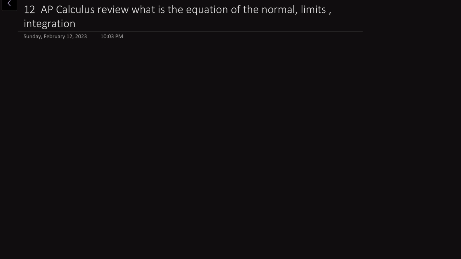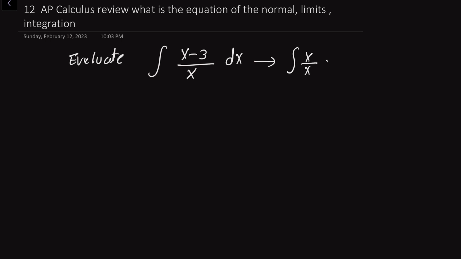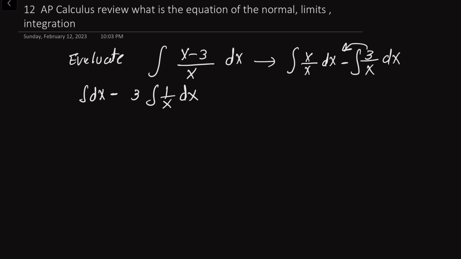It says evaluate the integration of (x minus 3) over x dx. All right, simplify this. So we're gonna say integration x over x dx minus integration 3 over x dx. X over x, that's 1. So it will be integration of dx minus 3 times integration of 1 over x dx. We move the 3 to outside the integration.